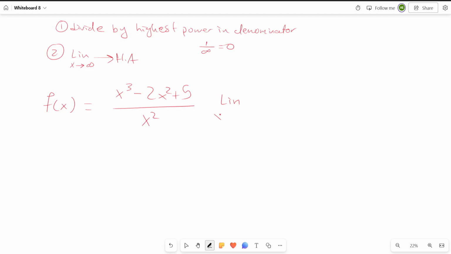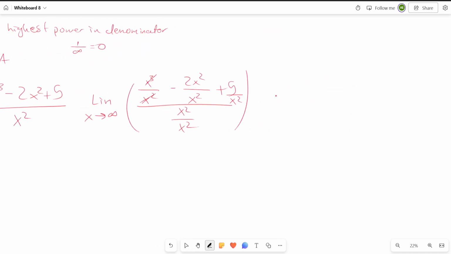So let's take the limit as x approaches infinity of, let's divide everything by the highest power in the denominator, which is x squared. So this is going to be x cubed over x squared, minus 2x squared over x squared, plus 5 over x squared, all over x squared over x squared. So let's simplify. As x approaches infinity, x cubed divided by x squared is basically x, minus 2x squared divided by x squared is basically 2, plus 5 over x squared is going to be 0, so plus nothing, over x squared over x squared, which is basically 1.